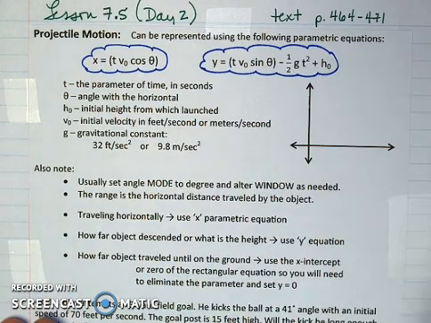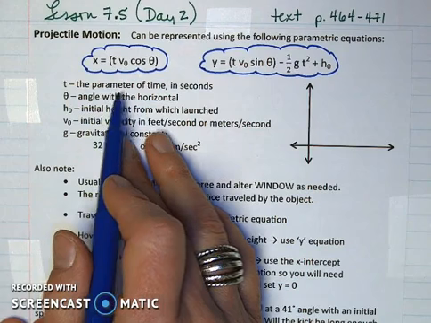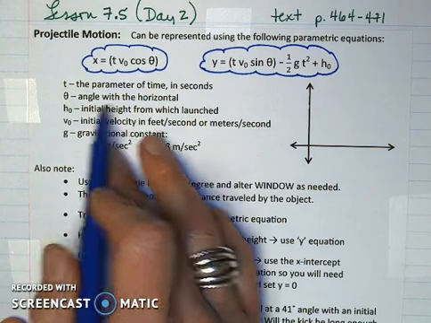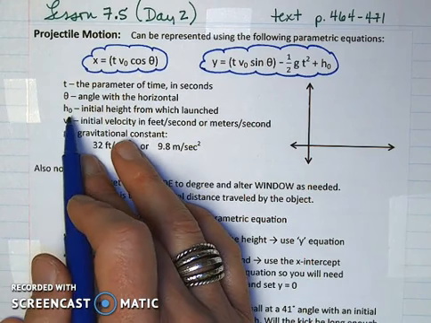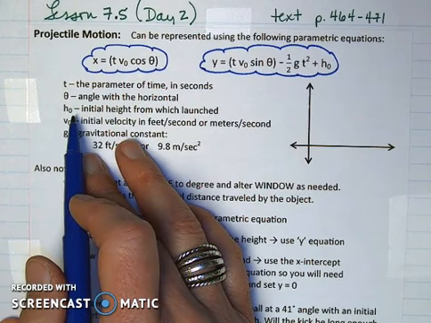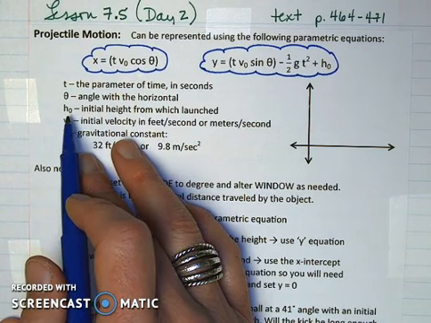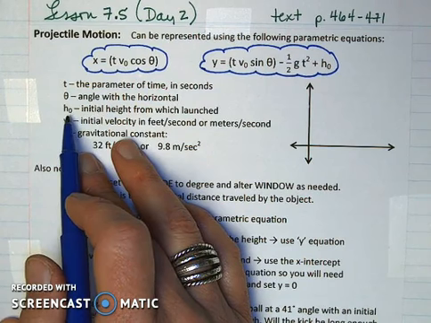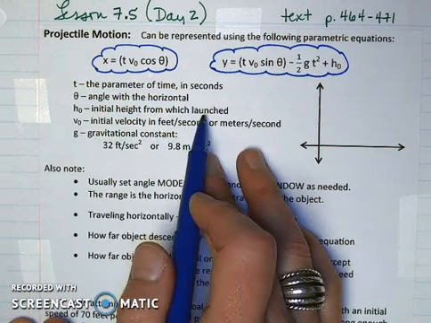I've listed them here for you. The t is the parameter of time, usually in seconds, just like we've been doing. Theta will be your angle, and it usually is given. H sub 0 is going to be where it starts. For example, if you're shooting a basketball, you're not going to start from the ground. You're going to start at a certain height. If you are playing golf, you are going to start on a tee, which would be on the ground. If you're kicking a ball, it's from the ground. I mean, different things are launched from different levels.